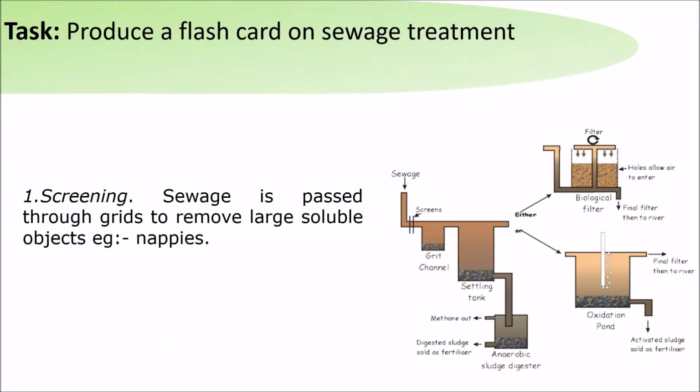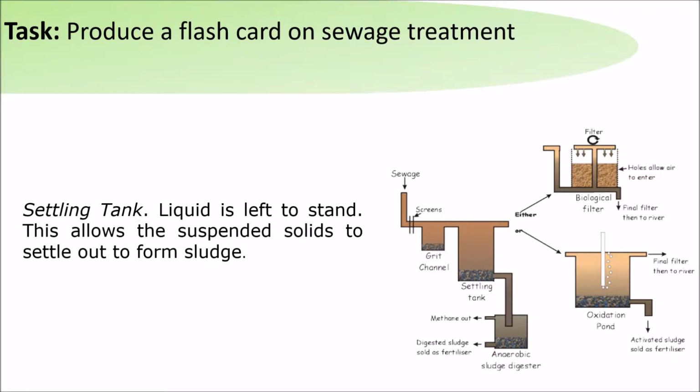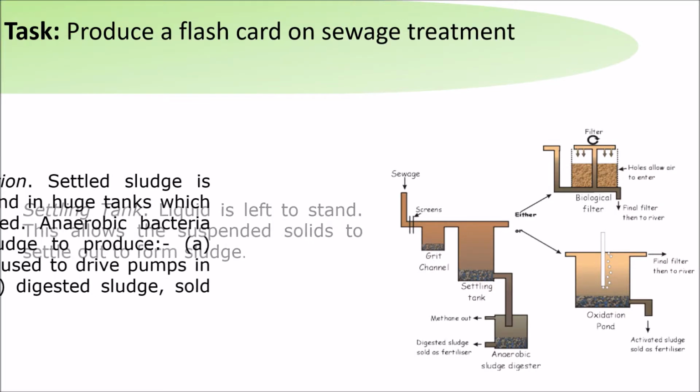The first thing that happens is screening, so sewage is passed through grids to remove large insoluble objects such as nappies. Liquid sewage is passed along a narrow open channel. Heavier objects like grit and so forth will settle out. The liquid that is left over is left to stand. This allows the suspended solids to settle out to form a sludge.